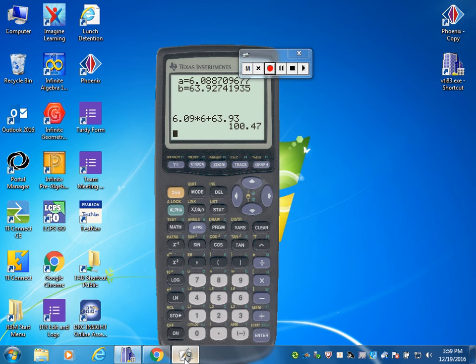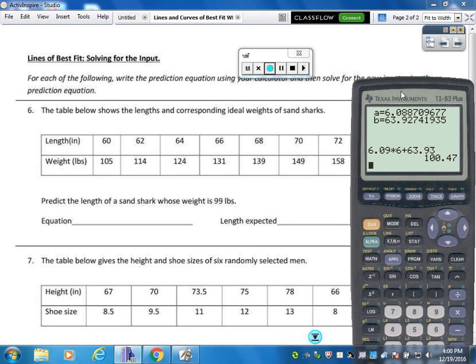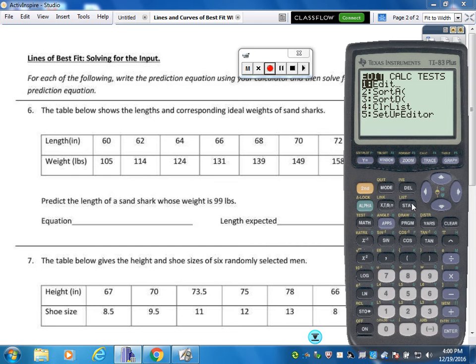So the first part is the same. Where's my calculator? There he is. So the first part is the same, where we clear this out, we go into stat, we go to edit, and we clear out these lists. So you go up here, highlight and down, highlight, clear and down, and we've got a new list. We've got sand sharks, the length versus the weight of them. And let's go ahead and enter those. So L1 is my X, my length, L2 is my weight, so my Y. So here we go, 60, 62, 66, 68, 70, and 72.